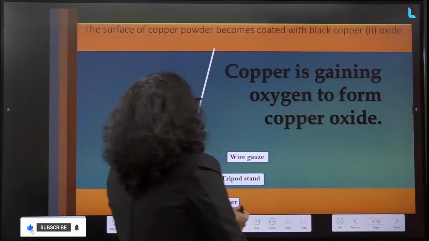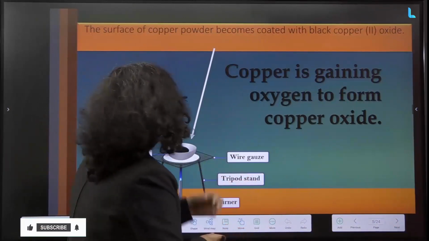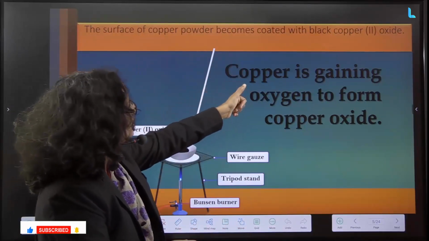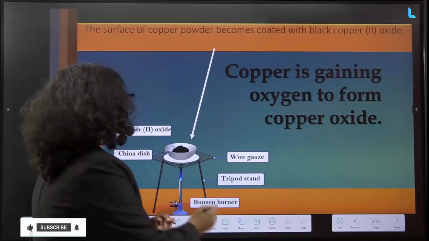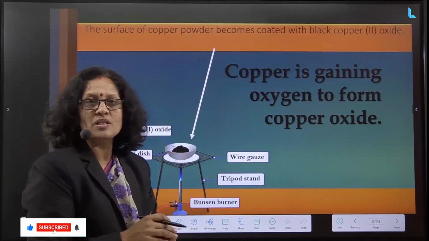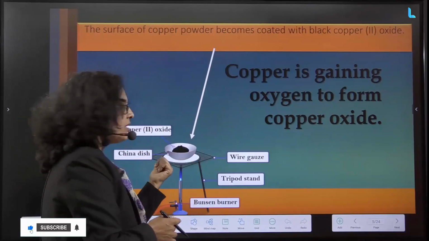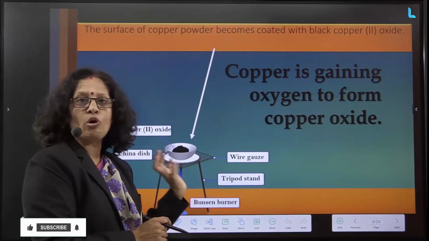What will happen? Now copper is gaining oxygen to form copper oxide. First thing you observe here, what has happened? The surface of copper powder becomes coated with black color copper 2 oxide. We had a reddish brown color substance, and on heating it turns black. Why has it turned black? Because copper has converted on heating to copper oxide.